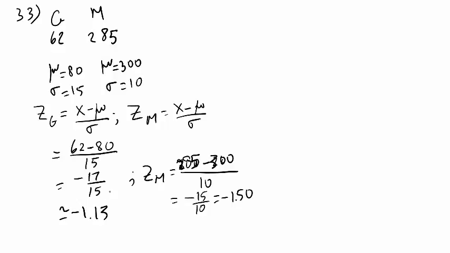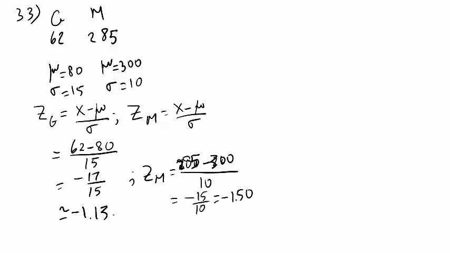So the larger the z-score, the better the students perform relative to his class. So since negative 1.13 is bigger than negative 1.5, we can say that the students perform better on the geography.